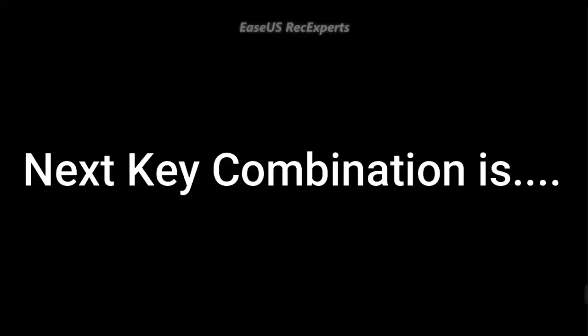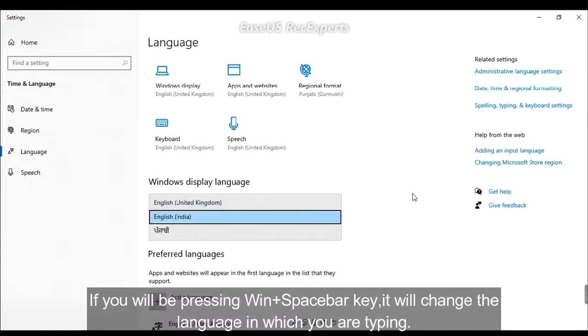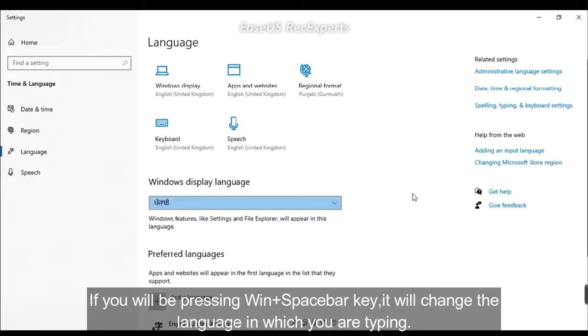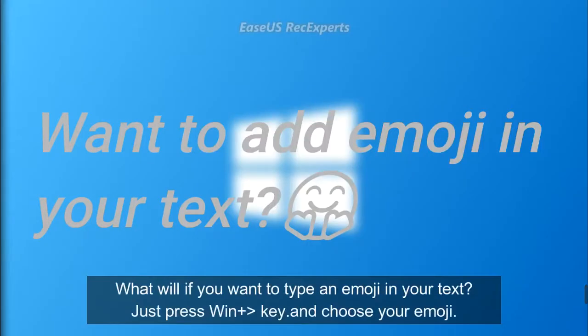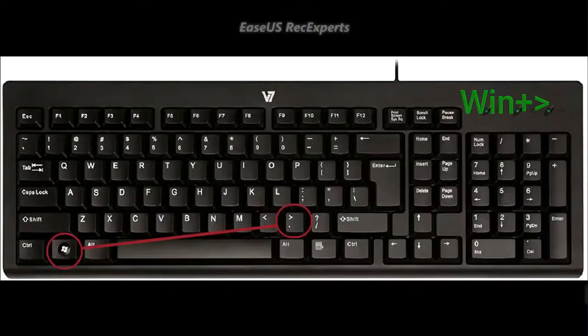The next combination is, pressing the Windows plus Spacebar key will change the language in which you are typing. What if you want to add or type an emoji in your text? Just press Windows plus greater than key to add emoji in your text.